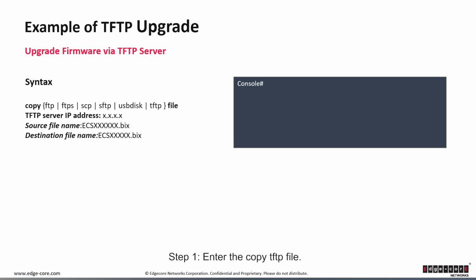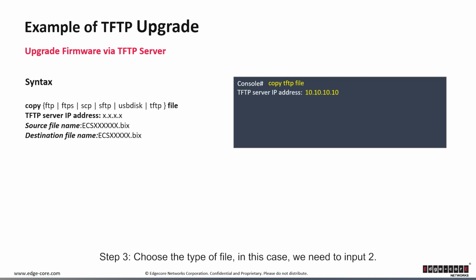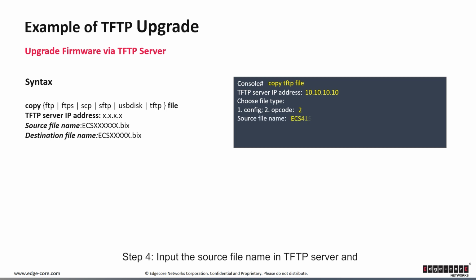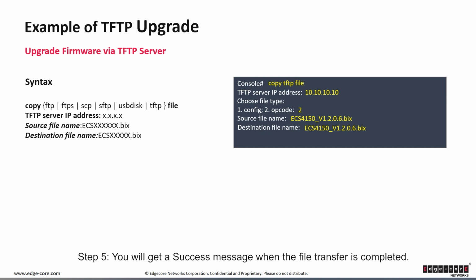Step 1. Enter the copy TFTP file. Step 2. Input the IP address of TFTP server. Step 3. Choose the type of file. In this case, we need to input 2. Step 4. Input the source file name in TFTP server and then input the file name in the file system of the switch. Step 5. You will get a success message when the file transfer is completed.